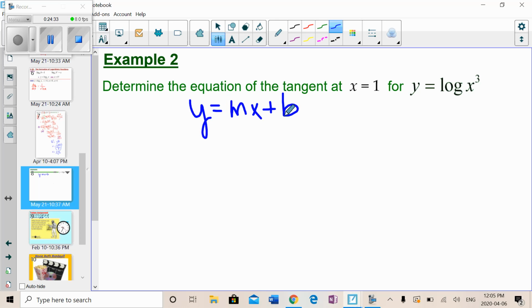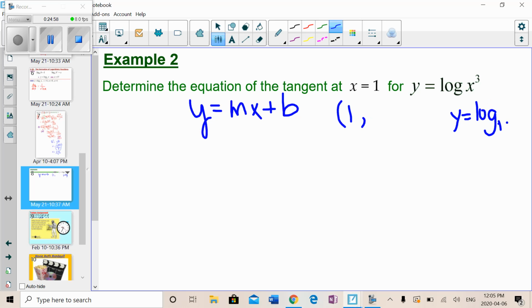And you know the slope of the tangent is really just the derivative with a 1 subbed into it. And then you're going to sub in a point and solve for b. So let's find a point first of all. If when x is 1, y is going to be log of 1 cubed, which is log of 1. So don't forget y equals log.